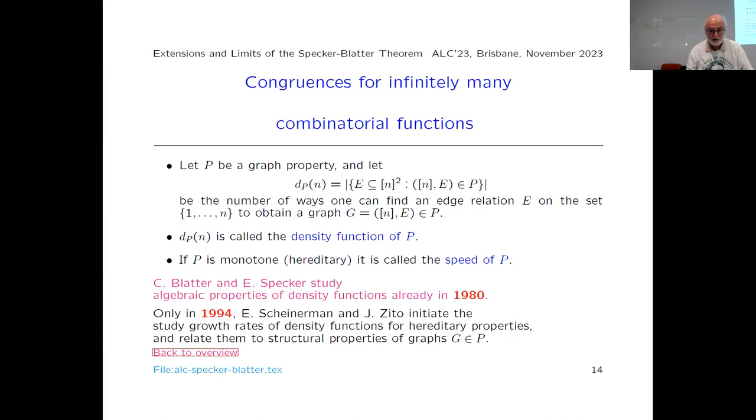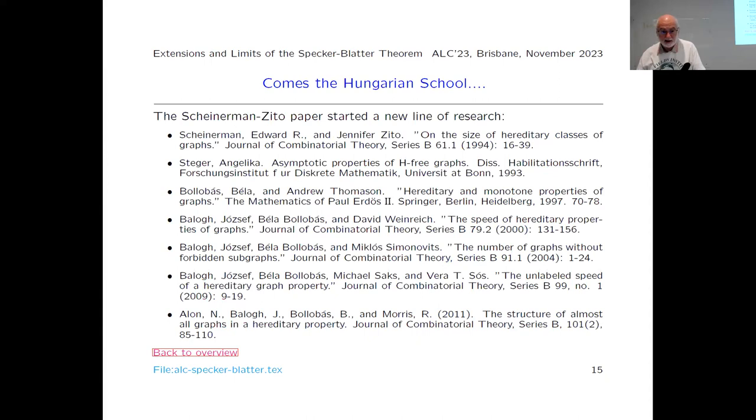And only in 1994, Scheinerman and Zito initiated a study of the growth rates of density functions for hereditary properties and related them to structural properties of graphs. They have theorems of the type: if the speed doesn't grow too much, then the graph has to be very simple, and if the speed grows very much, then it is a very rich structure. They find five classes of growth which can be classified. The Scheinerman-Zito paper triggered interest in the Hungarian school of combinatorics, and there are many, many papers studying the speed of graphs; I just quote ten.